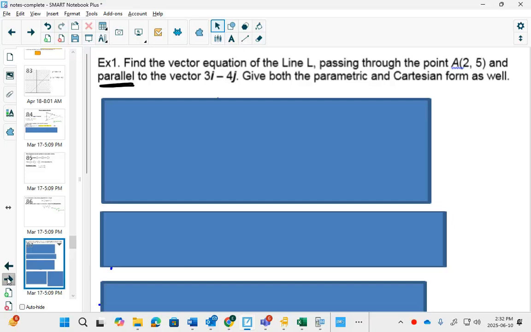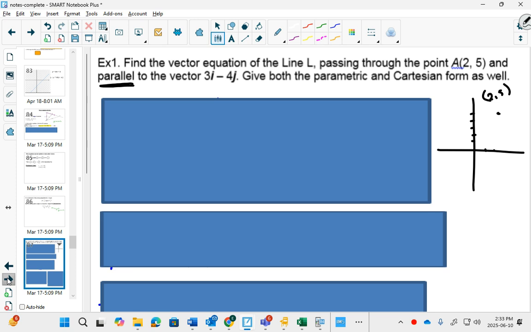So we're going to find vector equations of a line, and we could do this one quite easily with y equals mx plus b, because in this case, you would have the point 2, 5. And it's parallel to the vector 3i minus 4j. So 3i minus 4j, that's 3, negative 4. If we drew that as a vector, that would be 3 to the right and 4 down.